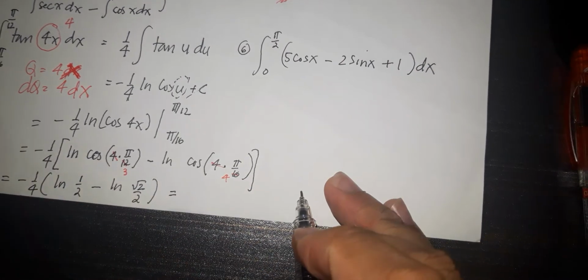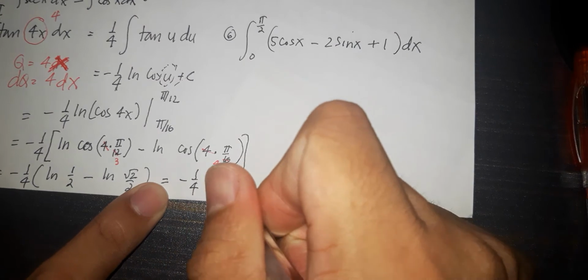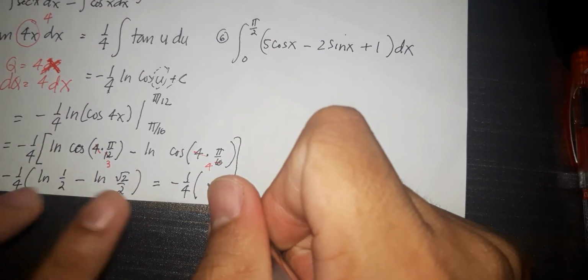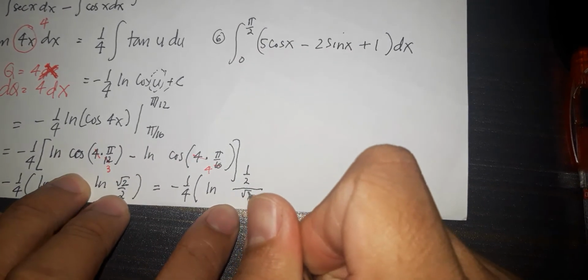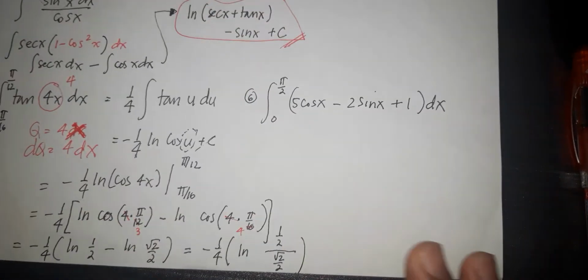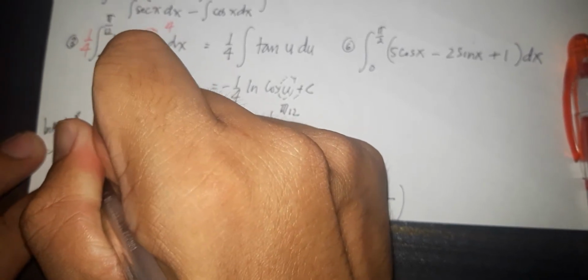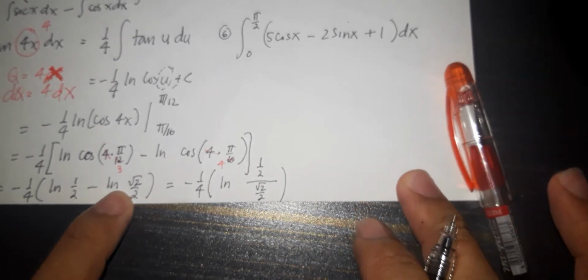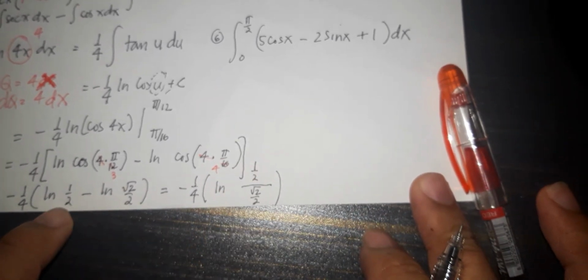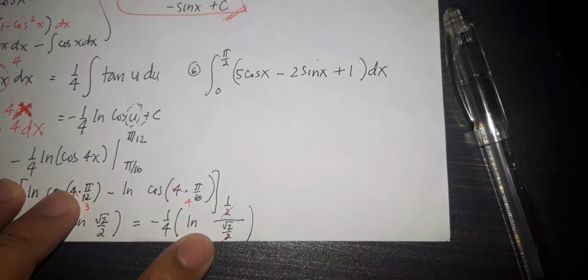So which is equal to negative 1/4 ln of 1/2 over square root of 2 over 2. Kasi gumamit tayo ng principle na ln A minus ln B is equal to ln A over B. So since this is ln A minus ln B, that gives you ln of 1/2, your numerator, over square root of 2 over 2. And that 2 cancels out.